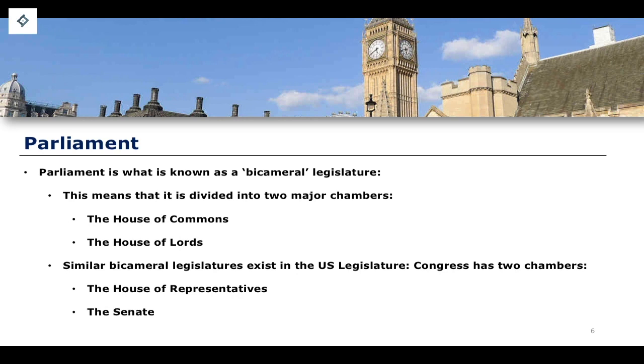You can have situations where there are three chambers, something known as a tricameral legislature. I believe Spain, for example, has a tricameral legislative branch, or it might be Italy, or maybe both. But there are multiple different ways in which you can structure legislative branches. You can have some institutions that are unicameral, which have just a single chamber in which law is passed.